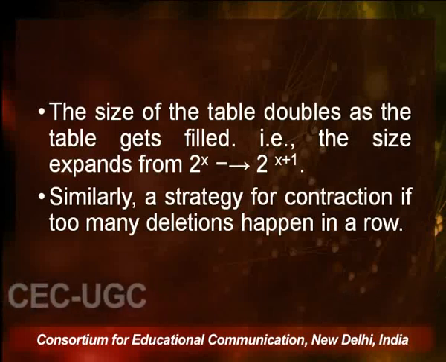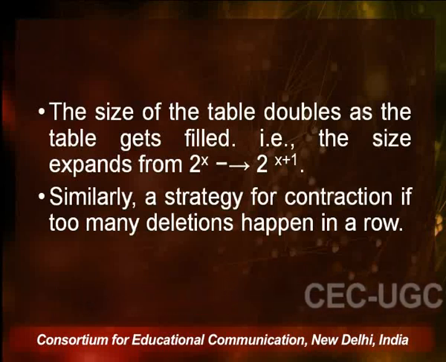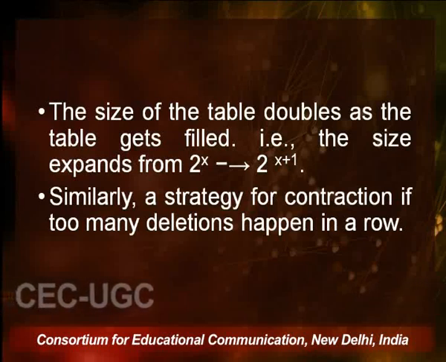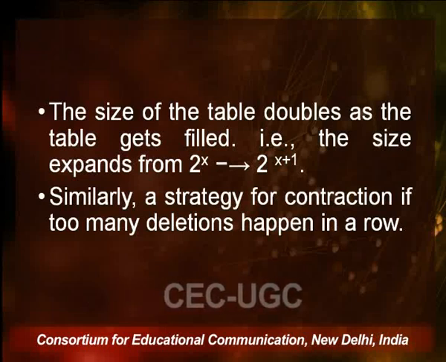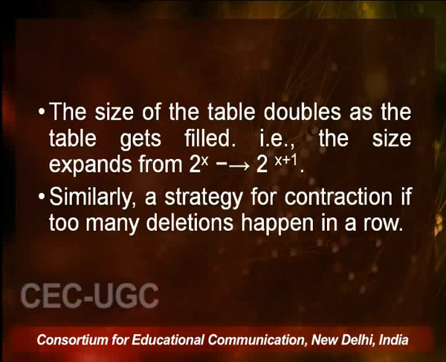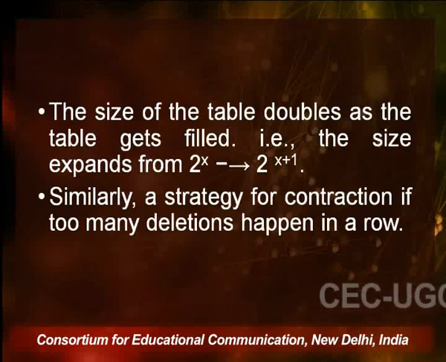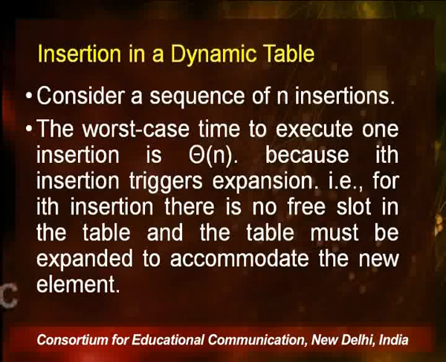That means by what factor we are going to shrink the table. As far as expansion of the table is concerned, we are going to make it double. Why we are going to make it double will be clear after some slides. So the size is going to expand from 2 to the power x to 2 to the power x plus 1. That is my expansion strategy for the dynamic table. Now why and when this expansion is going to happen, let us see.